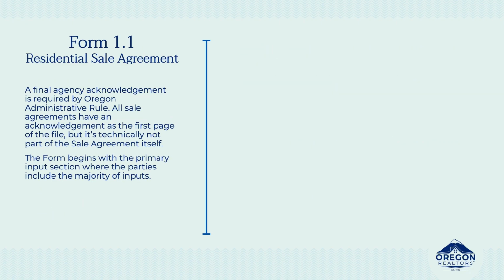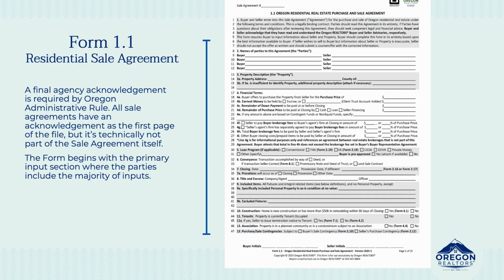The actual sales agreement itself begins with a final agency acknowledgement. We'll skip over that for now. It essentially is just a way to state exactly which agents are involved in the transaction. It's required by administrative law. The form will be the same on every transaction you look through because it's required through administrative rules.